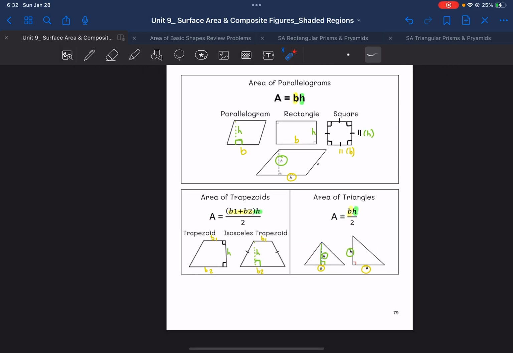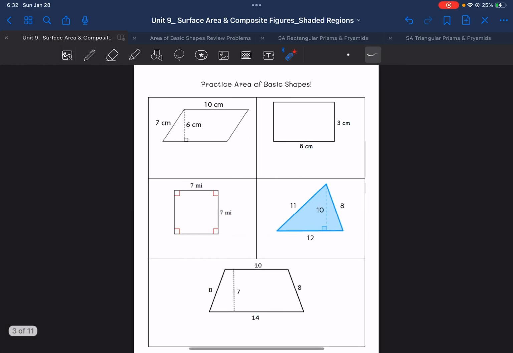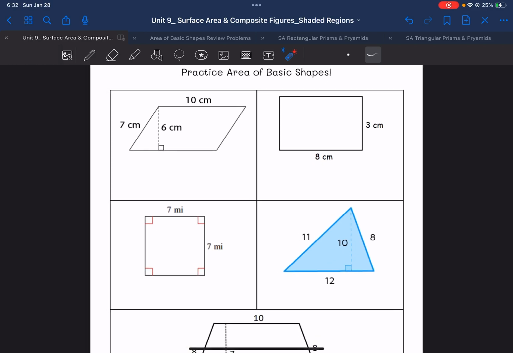All right, so let's go ahead and pause if you need to and go to the next page, page 80. On page 80, we're going to practice. The first thing that I want us to do is determine what type of shape it is. This first one is a parallelogram.